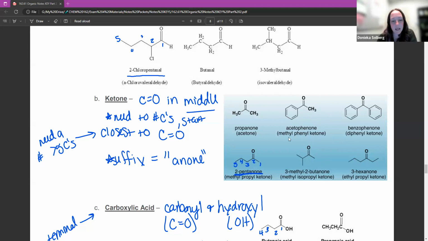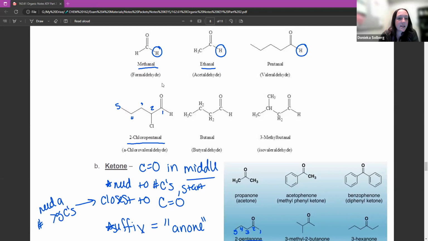Now, when you have these benzene groups, we name these kind of funky. I'm not going to have you name these, but this is acetophenone because it's got acetone really, but it's a methyl phenyl ketone. I know that's kind of funky. So instead of saying benzene, because benzene is just this ring by itself, the prefix to say a benzene group is called a phenyl. So this is diphenyl ketone. So phenyl is the prefix, or the alkyl group, that's what you call it for a benzene.